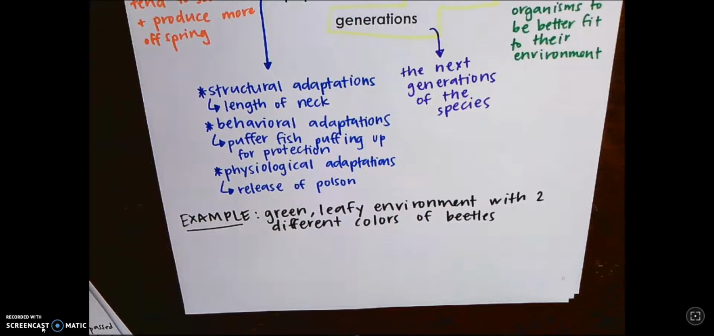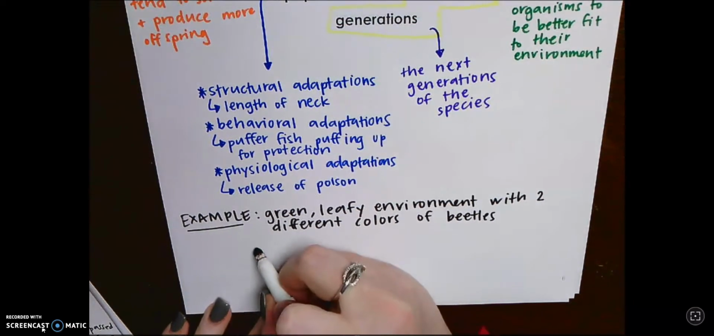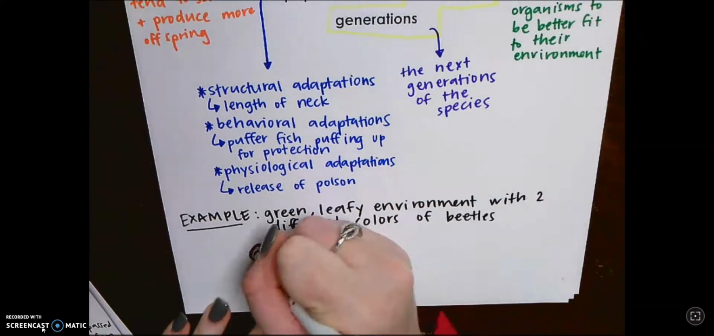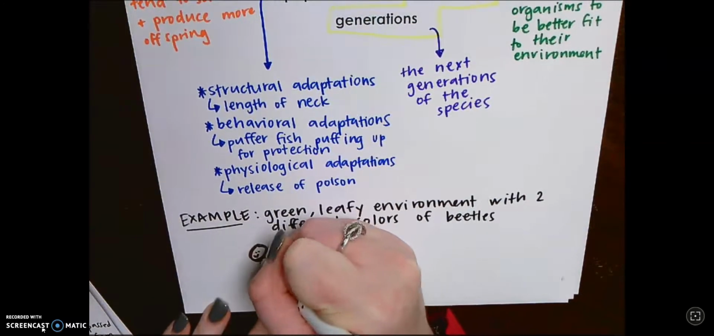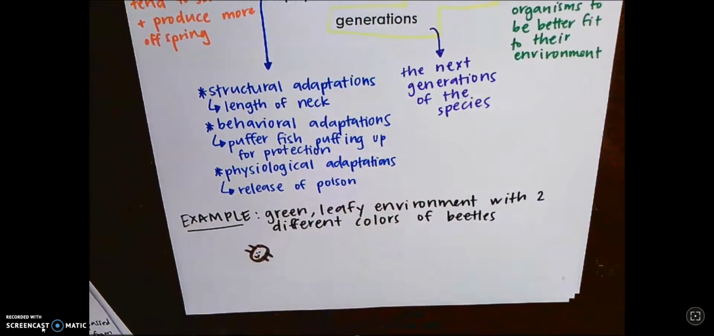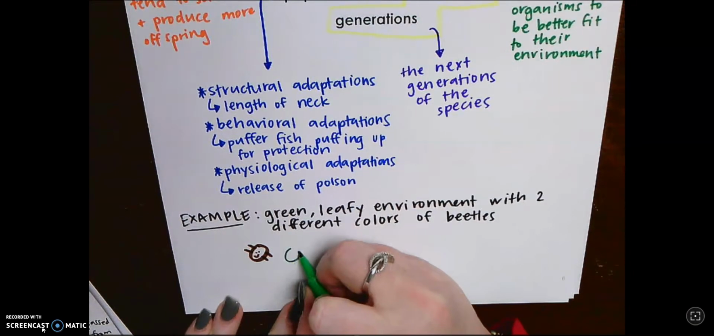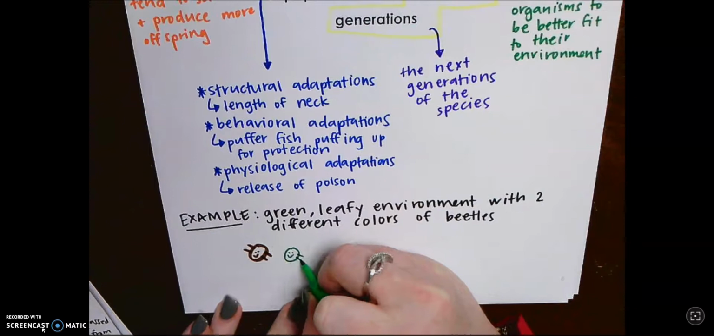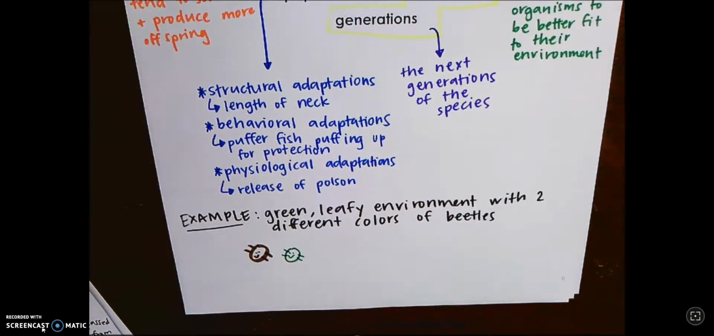Let's say one of the beetles is a green color and one of the beetles is a brown color. So let's draw some little beetles. These are not going to be realistic. They're going to have little smiley faces. We'll just give them a few little legs. So there's my brown beetle. And we'll draw a green beetle as well. All right. And so these are my two beetles here. I've got a brown one, I've got a green one, and I'm in a green leafy environment.